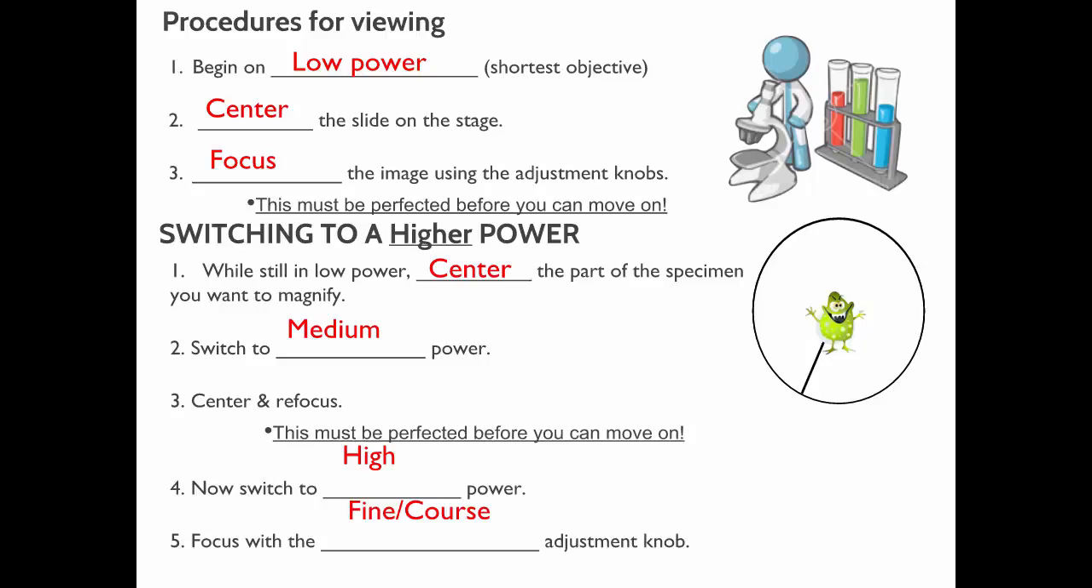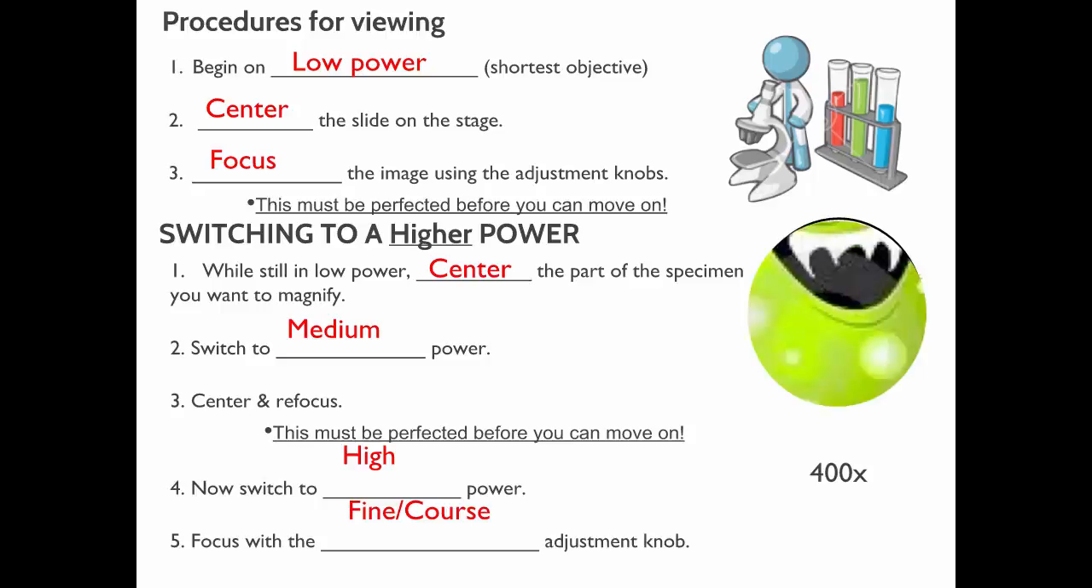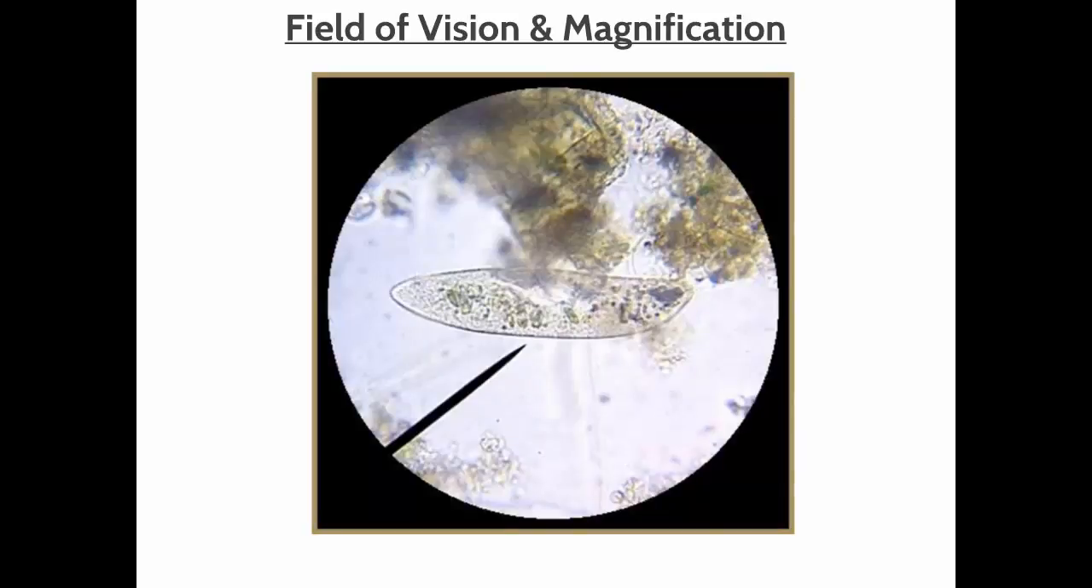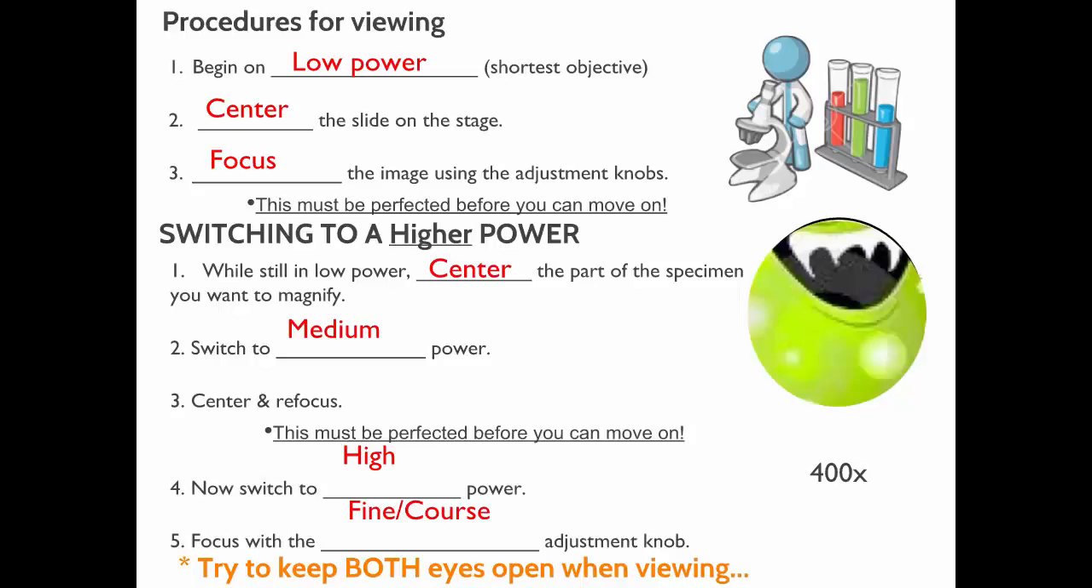So those are our steps to viewing something under low, medium, or high power. You get it under focus, under low power, make sure it's centered. Then we switch to medium, make sure it's centered and focused. Then we switch to high power and use only the fine adjustment. They say to try to keep both eyes open when you're viewing an object. Some people have trouble with that. I have trouble with that, but you can try that, see if it works for you.